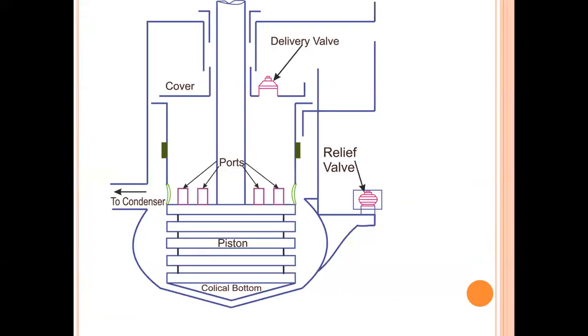Now, this is the air pump. See here: delivery valve, cover, ports, piston and conical bottom, relief valve, and to the condenser. This is the shaft.